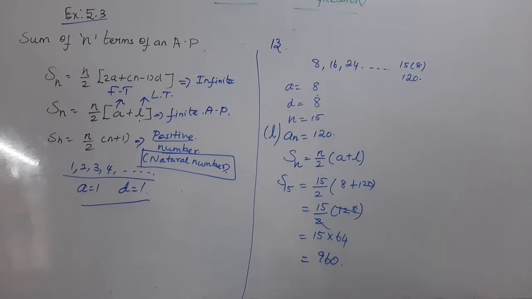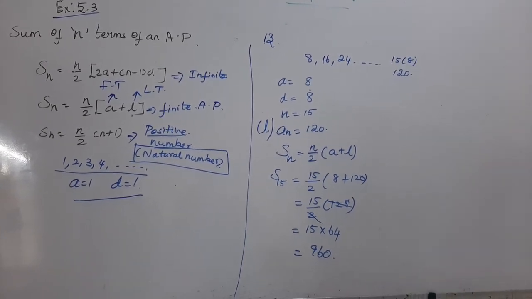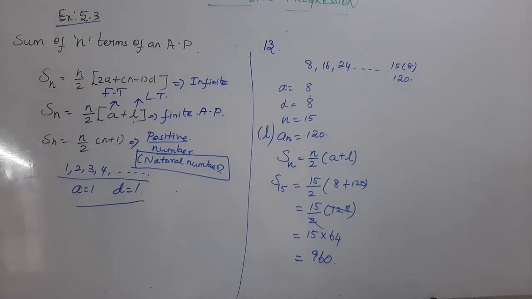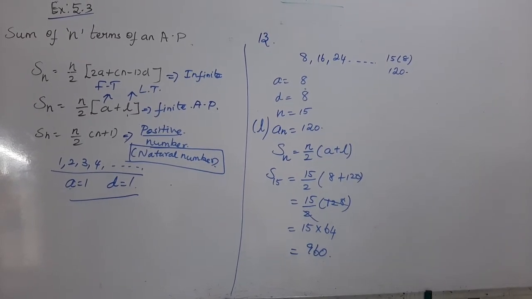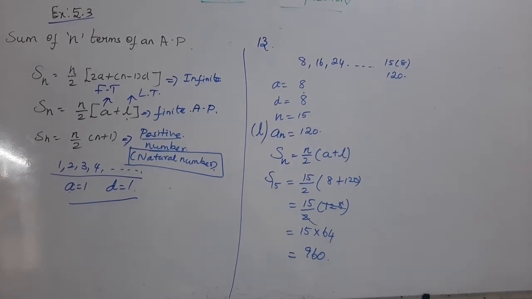The second type of sum is a story. A complete story will be narrated to you, from which you need to find what is a, what is d, what is n, and then we will be calculating S_n.